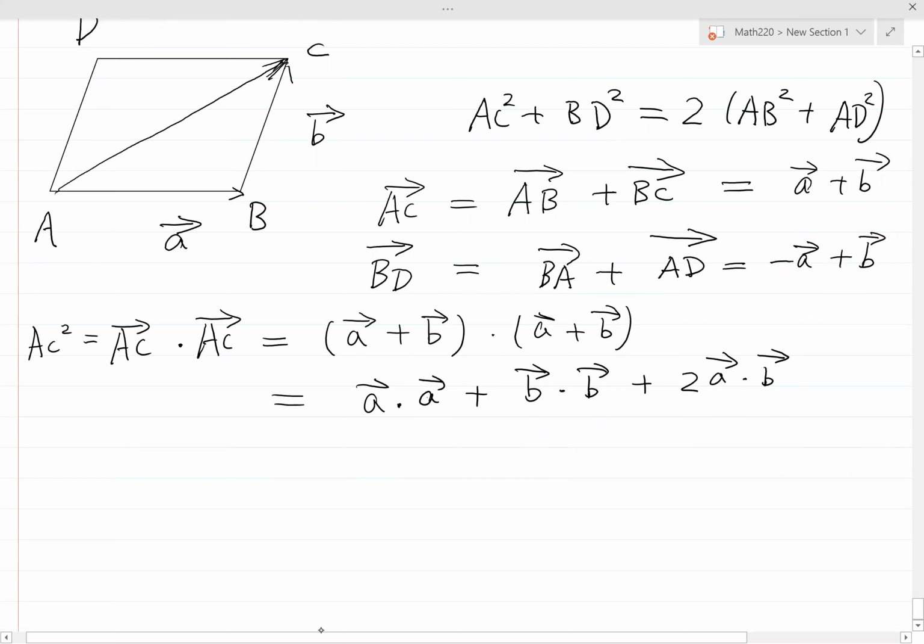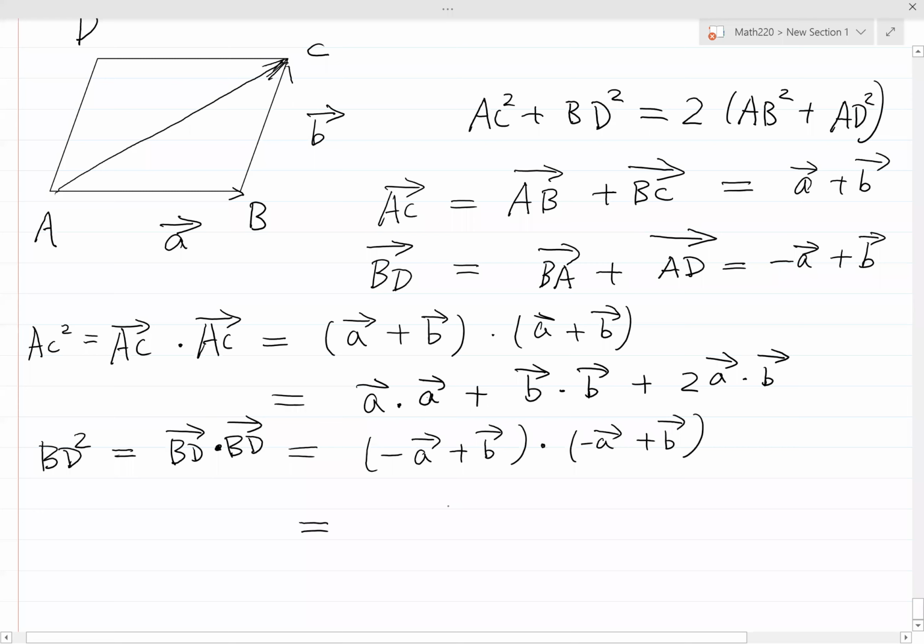Now BD squared is BD dot BD. The dot product of a vector with itself gives its norm squared because the angle is 0. So you get negative A plus B dot product with itself. Use the distributive law: negative A dot negative A, a negative times a negative gives a positive. So it's A dot A plus B dot B minus twice A dot B.